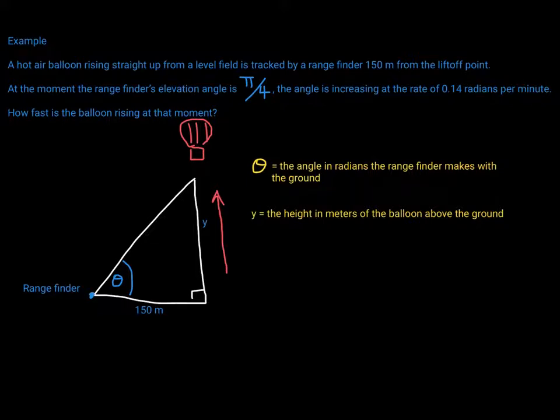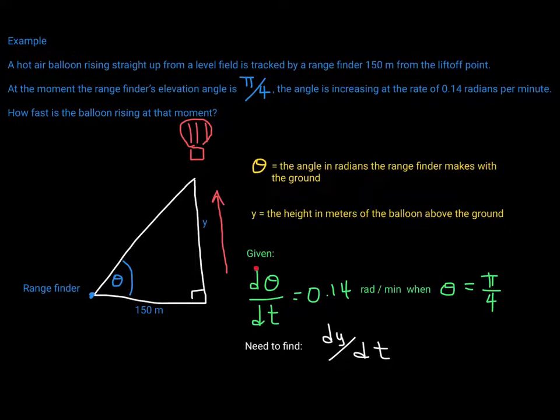Let's keep track of what is given to us and what we need to find. All right, folks, given to us is the rate at which this angle is changing with respect to time. It says right here, the angle is increasing at the rate of 0.14 radians per minute. So that's given to us. And we are asked to find dy/dt. That is, how fast is this balloon rising at the moment that the angle of elevation is pi over 4? So when theta is pi over 4, what's the rate at which the balloon is rising?